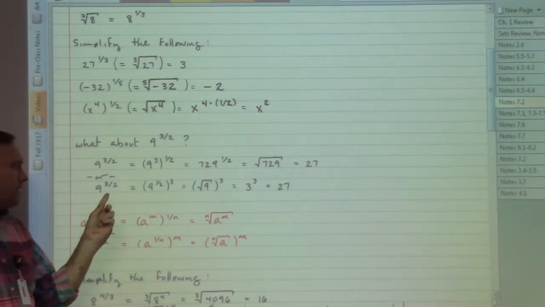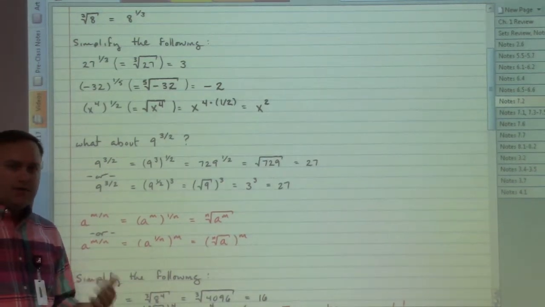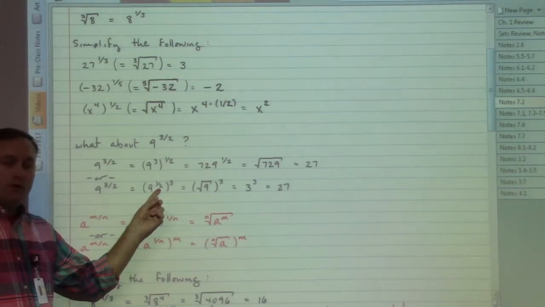Alternately, if we address the fraction part of it first, so still splitting this up as a 3 times a 1/2, but using the 1/2 power before the power of 3.